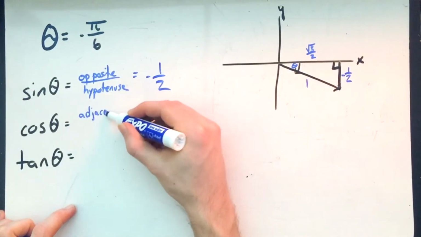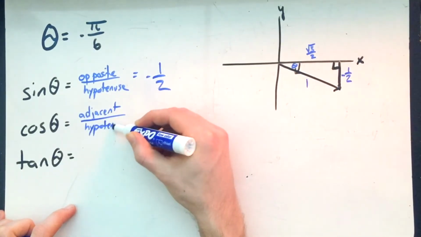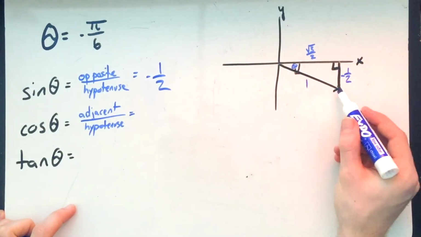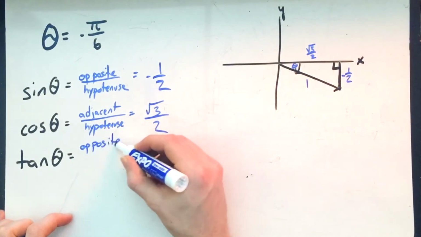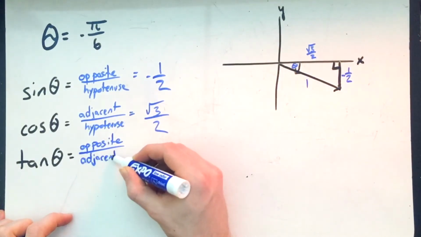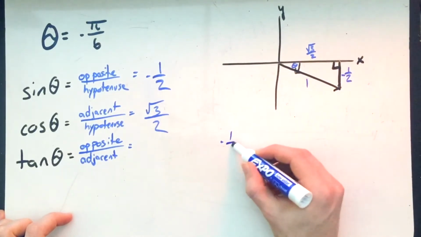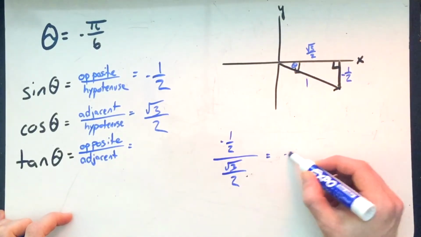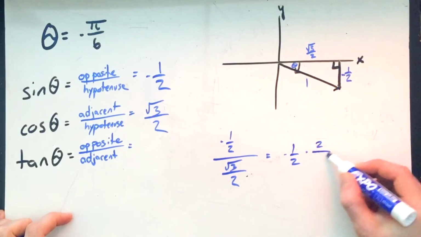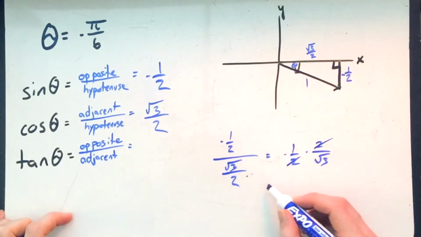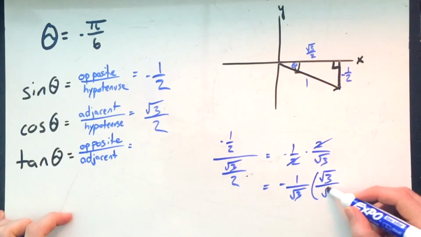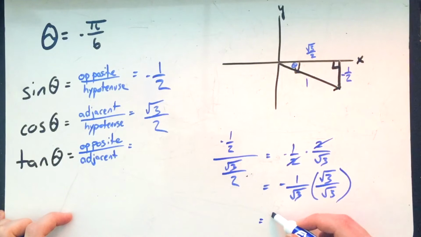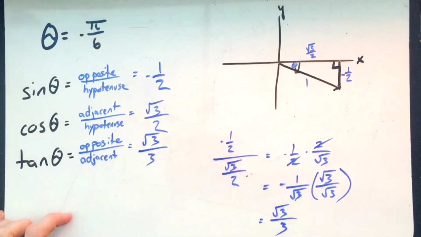Cosine is adjacent over hypotenuse. And looking at the right triangle, the adjacent side is the square root of 3 over 2, and the hypotenuse is 1. So I'm just going to write that as square root of 3 over 2. And then tangent was opposite over adjacent. On the right triangle, the opposite side is the negative 1/2, and adjacent is square root of 3 over 2. So I'll do that work over here. It's a fraction divided by a fraction again, so I'll multiply by the reciprocal of the bottom. So the 2's cancel, and I'm left with negative 1 over the square root of 3. And we're going to rationalize the denominator again by multiplying that square root of 3 out of there. So on top we get a square root of 3, and the bottom, the square roots cancel, and we're just left with a 3. Although it should have been negative.